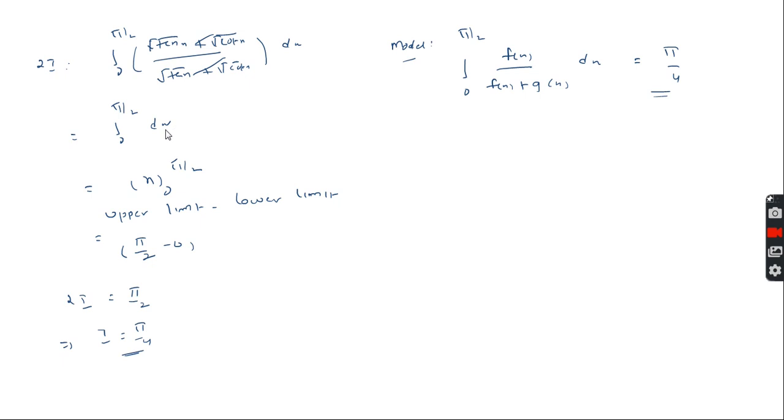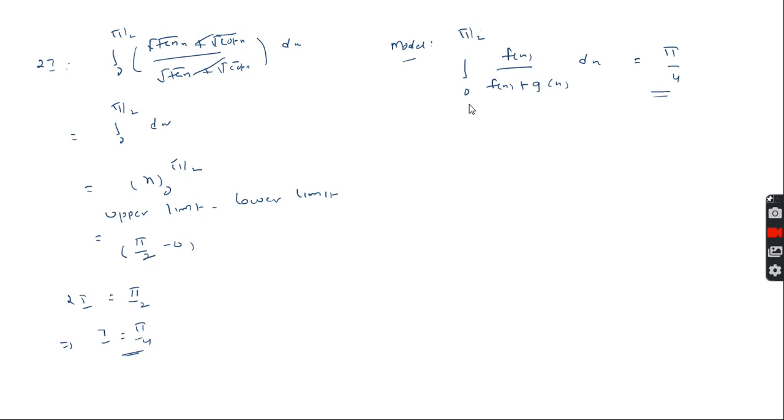Integration of dx, what is its value? That is nothing but x, with limits from 0 to pi by 2. Here we know the formula: upper limit minus lower limit. The upper limit is pi by 2, so we substitute x equal to pi by 2, minus the lower limit. What is the lower limit here? 0. Substitute x equal to 0. We get 2I is equal to pi by 2. From that, I is equal to pi by 4.